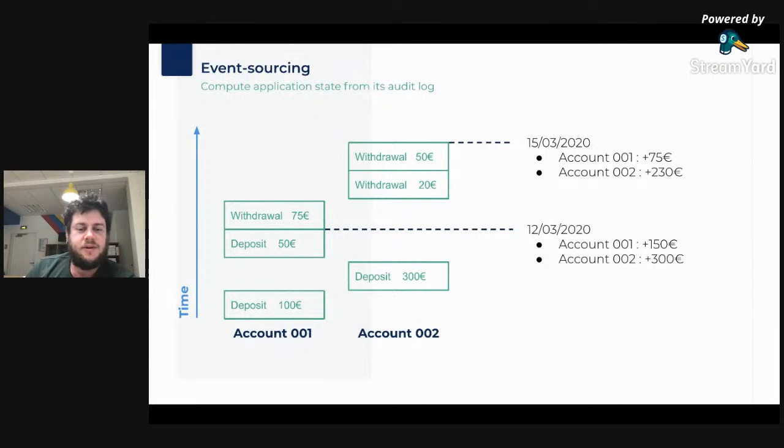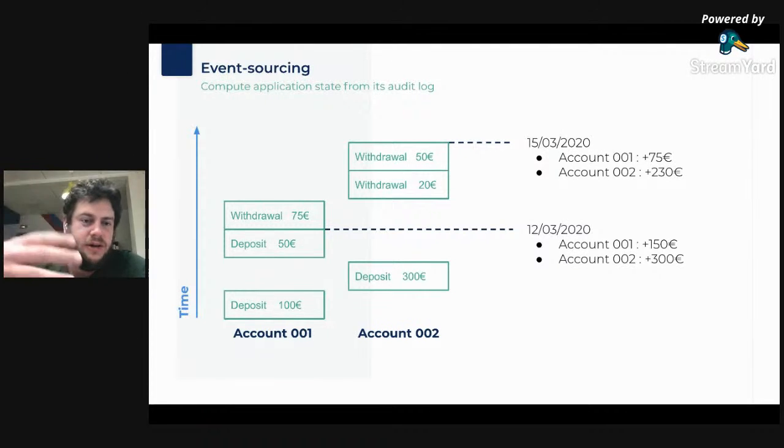Basically, if we take the example of an accounting system with 2 accounts, every time you perform an operation on each of those accounts, deposit operation or withdraw operation, you will add to your audit log, to your event ledger, your storage layer, those events at the time they occurred with some attributes, like, for example, the amount of euro you deposit or withdraw.